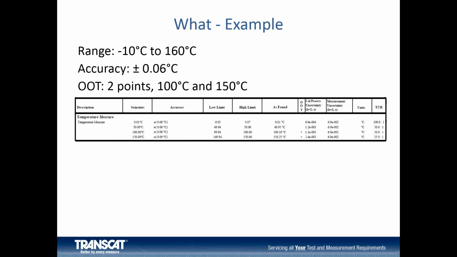All right, I have a simple example here. It's a single parameter unit with a single range device. In this case, it's a temperature probe. It has a range of -10 to 160 degrees Celsius. It has an accuracy of 0.06 degrees Celsius. On the data report there, you can see there were 2 out-of-tolerance data points, 0 and 150 degrees Celsius. Below 100, it was in tolerance. Okay?